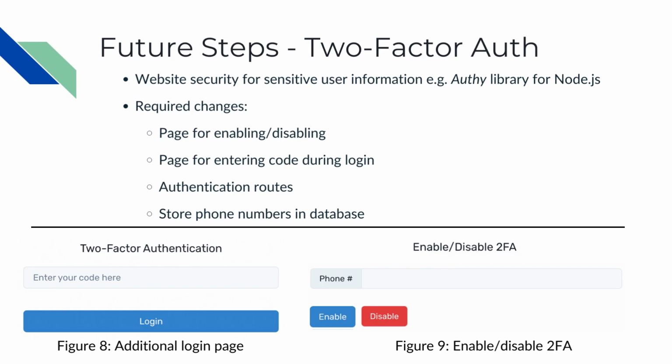These changes would require creating an extra page and form for turning 2FA on or off and entering in a phone number. We would also need to create a new page to be displayed during login for users to enter in their 2FA code. Additionally, we need to modify our authentication routes to further support this new feature. And finally, we would need to modify the database to store user phone numbers. Examples of how these front-end changes would be added can be seen in figures 1 and 2.